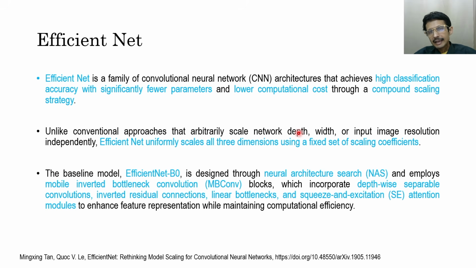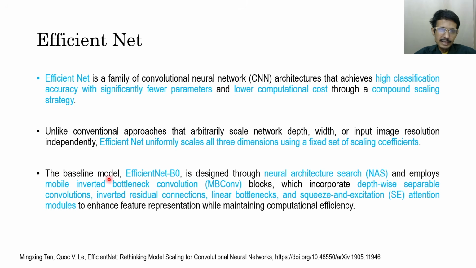So there should be some balance between depth and width. Another thing is input image resolution. If input resolution is high, then efficiency is high. These three parameters are worked with, but they are worked with independently. But EfficientNet imposes some uniformity among the scales of all three dimensions using a fixed set of scale. That is basically the idea of EfficientNet.